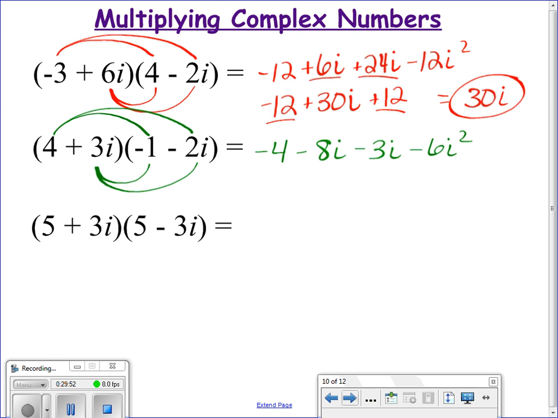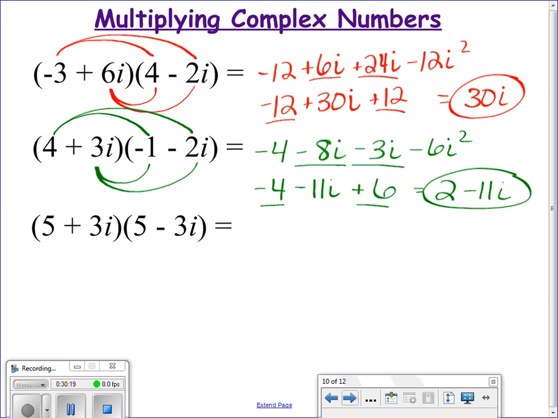Good. All right, putting your like terms together. Negative 8i minus 3i, negative 11i. And then the negative 6i squared becomes positive 6. And then what's negative 4 plus 6? It's 2 minus 11i. Why don't you guys go ahead and try that last one on your own?